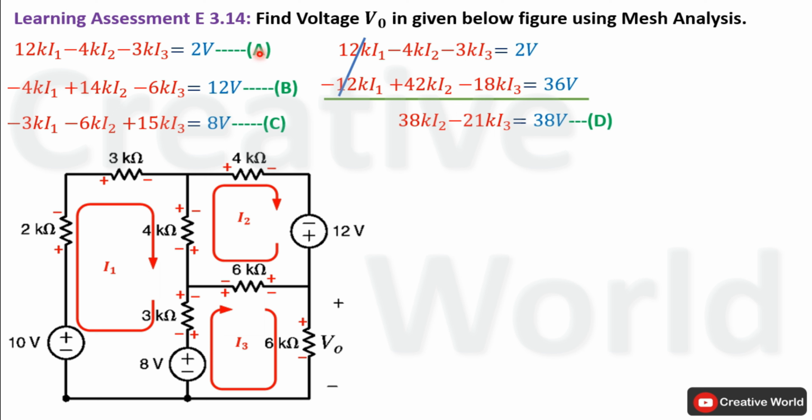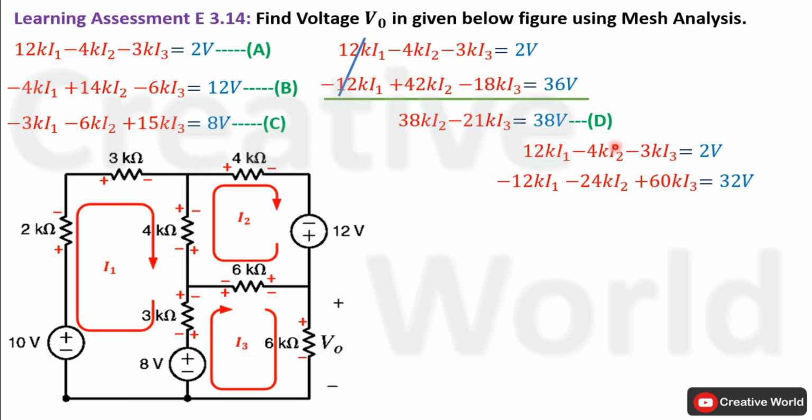Now again we will take equation A as it is. Equation C will be multiplied with 4 and the resulting equation will be added with this equation A. Product of 4 and minus 3k I1 will become minus 12k I1. 4 multiplied by minus 6k I2 will become minus 24k I2. 15k I3 will be multiplied with 4, it will become plus 60k I3. And on the other hand side of equal, 4 multiplied with 8 volt will become 32 volt.